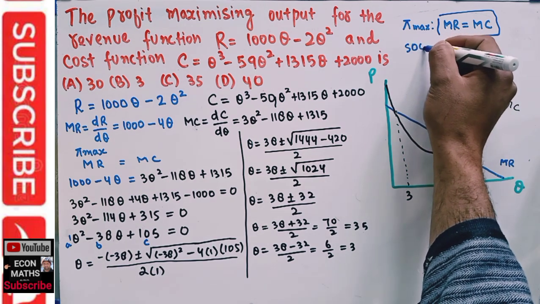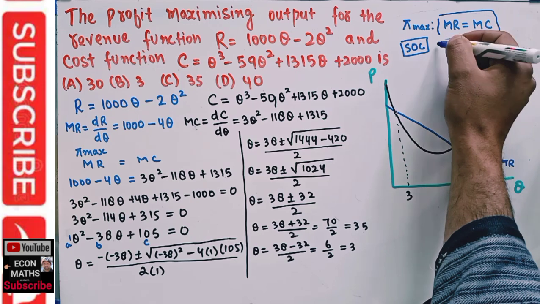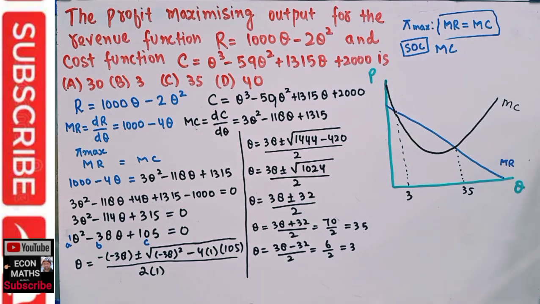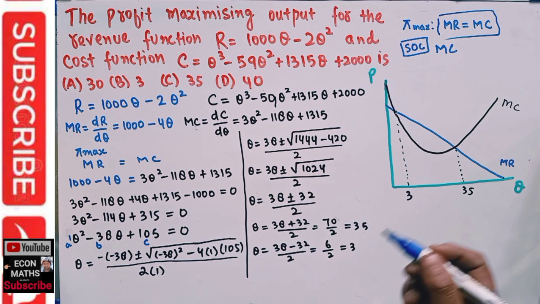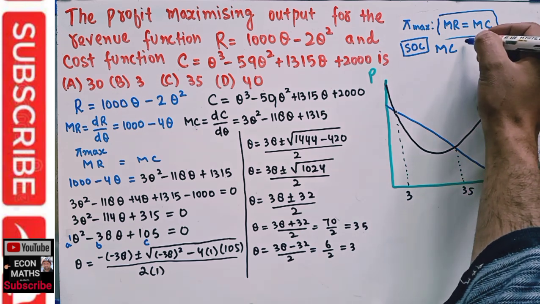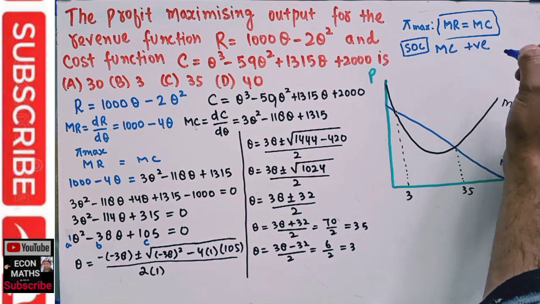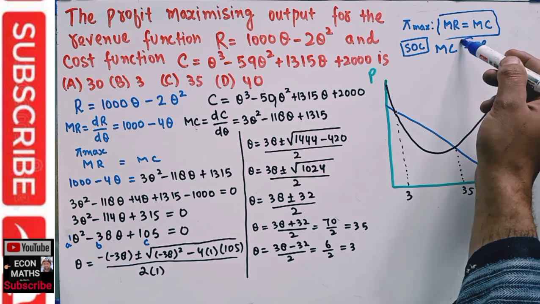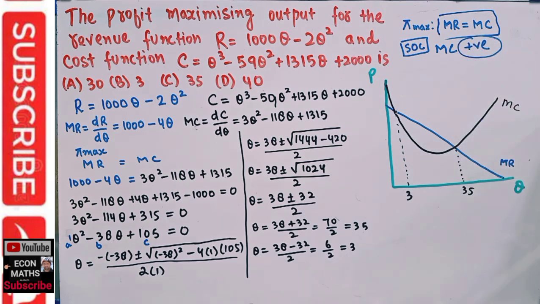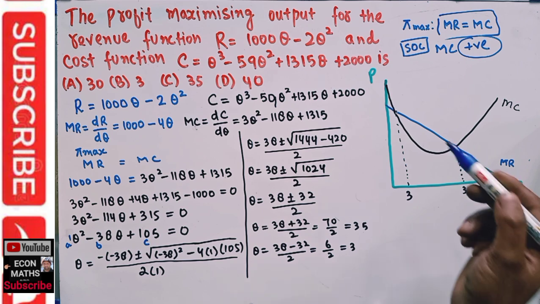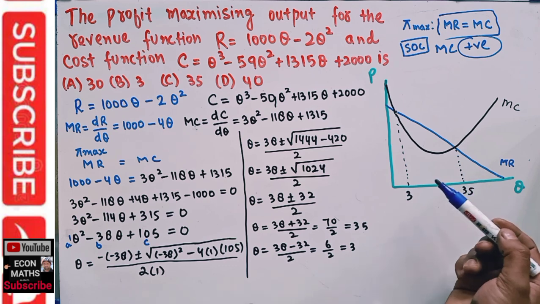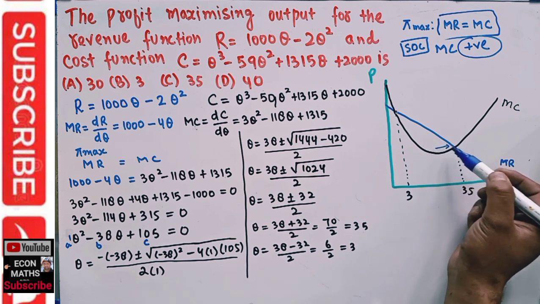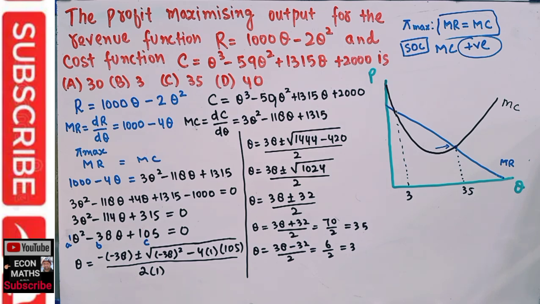The second order condition in this case is that the slope of marginal cost, when it cuts the marginal revenue function, should be positive. At a point of intersection between marginal revenue and marginal cost function, the slope of marginal cost should be positive. Or in other words, the marginal cost curve should cut the marginal revenue function from below. At that point the slope should be positive. So let us find out the slope.